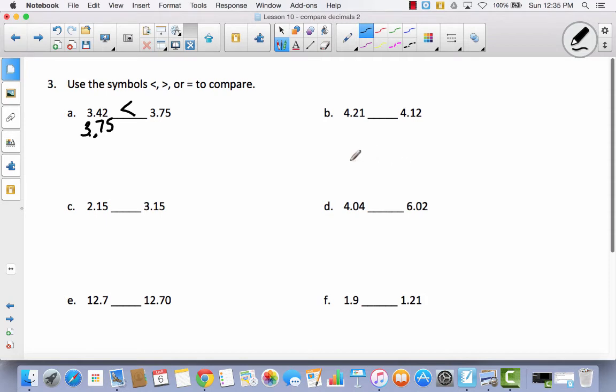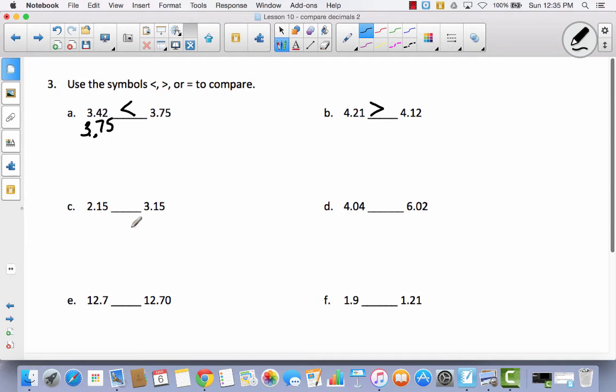Let's take a look at B. They are the same in the ones, but they are different in the tenths. This has 2 tenths, this has 1 tenth. So that means 4 and 21 hundredths is greater than 4 and 12 hundredths.